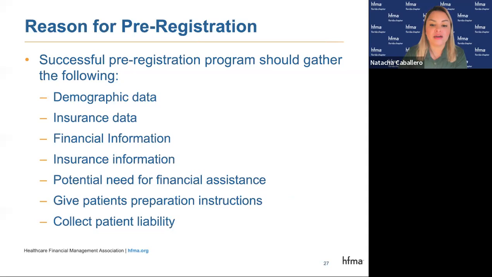Pre-registration should be completed for all scheduled patients prior to their arrival for service. Obtaining the patient's demographics and insurance information prior to the service is one of the key steps to ensure accurate and timely billing. A best performance indicator is 98% for all scheduled patients that should be pre-registered. So again, 98% of all scheduled patients should be pre-registered.